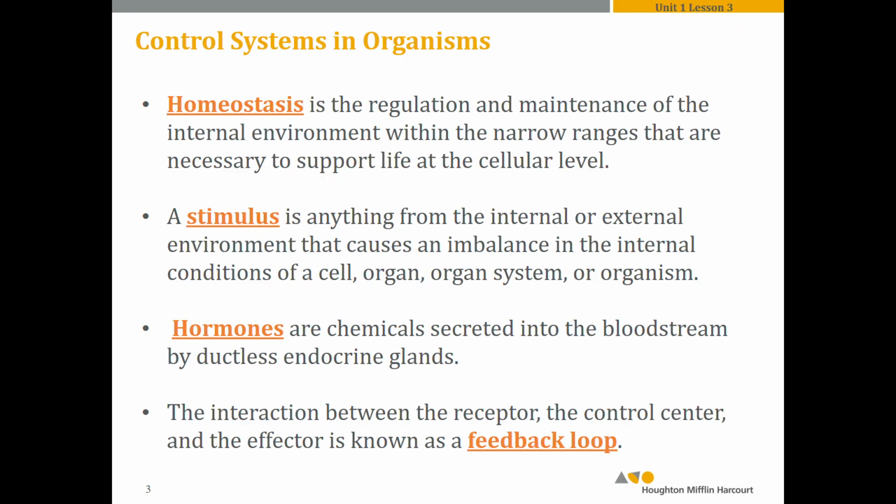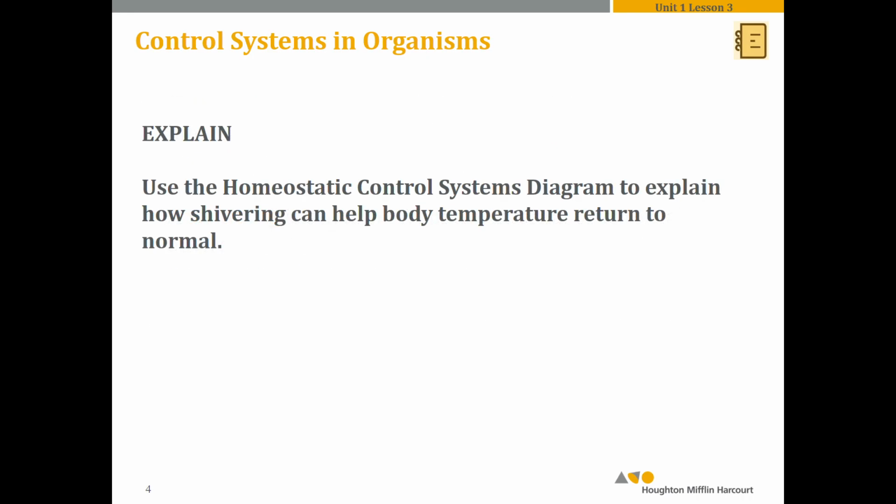So what is homeostasis? Again, it is the regulation of the constant internal environment in the body. What is a stimulus? It is anything from the internal or external environment that causes an imbalance in the internal conditions of a cell, organ system or organism. Hormones are the chemicals secreted in the bloodstream by ductless endocrine glands. What is a feedback loop? The interaction between the receptor, the control center, and the effector is known as a feedback loop.